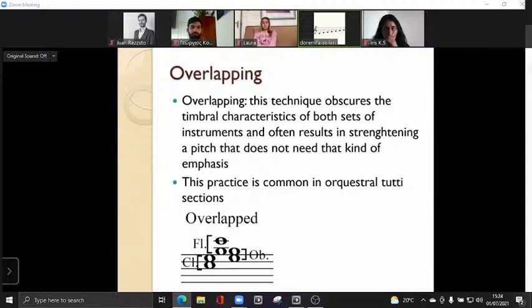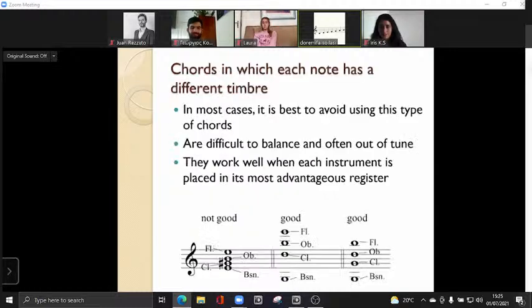But in the practical assignment, in the orchestration you have to do, you probably will not use overlapping, because you won't have orchestral tutti, as you're only going to orchestrate for woodwinds. And well, now this is another topic.